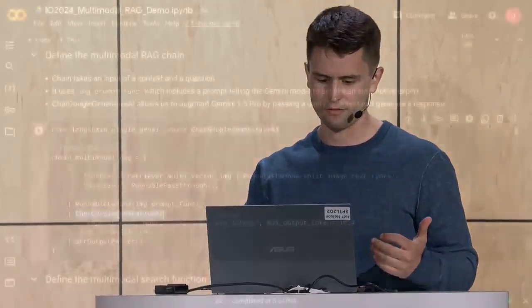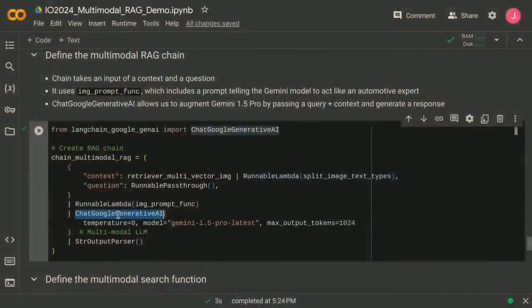And lastly, we also have the Google Generative AI class, which allows us to access the Gemini 1.5 Pro model and send through not only our user's query, but also the retrieved context from our vector database. This generates a coherent response and gives it back to the user in a readable format.